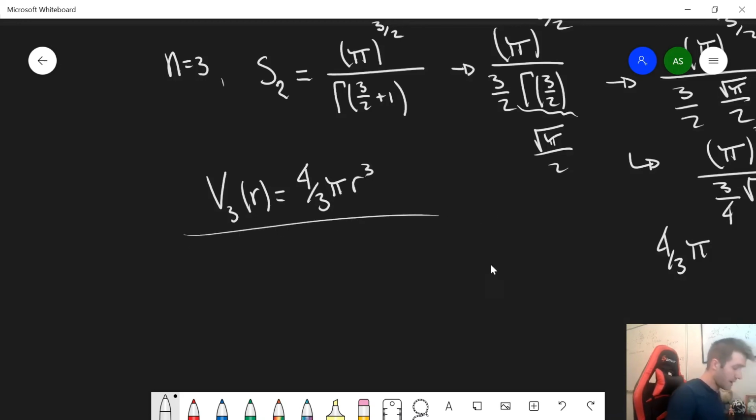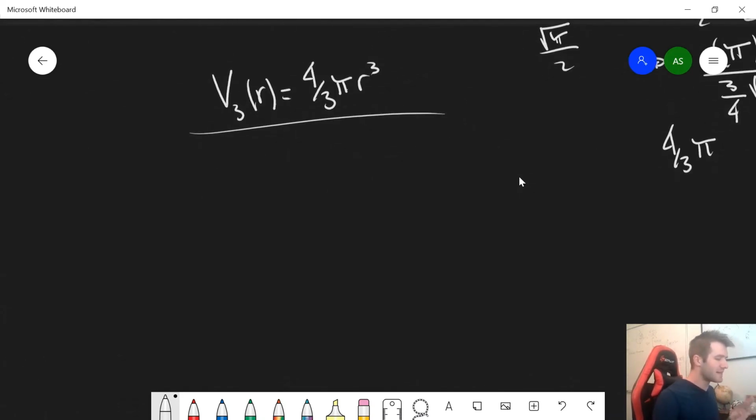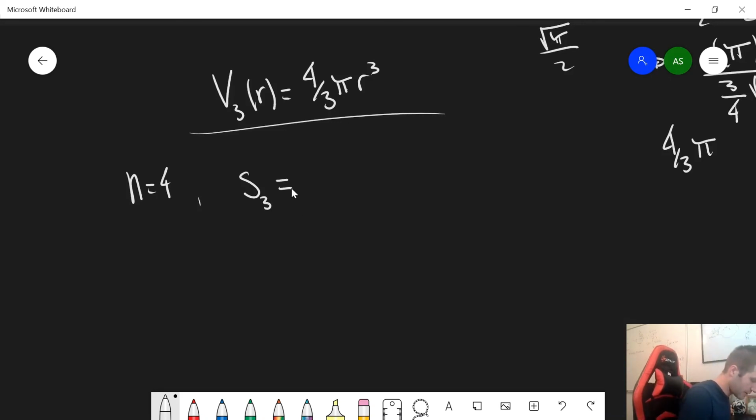Now, great. Now let's get into the more interesting part of this entire lesson here. So 4 dimensions. N equals 4. Let's see what that looks like. N is equal to 4. We're going to have S of 4 minus 1, which is 3, so S sub 3. Well, that's going to be equal to pi, and this is going to be 4 over 2, so that's just going to be 2. So this is going to be squared now.